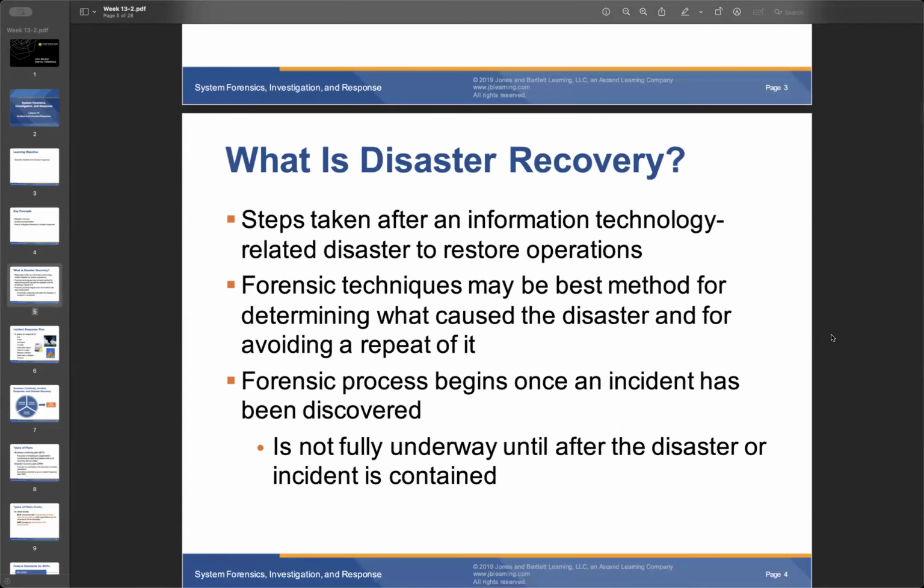When we talk about disaster recovery, what is it? It's mainly the steps taken after an information technology related disaster so that we can restore operations. Maybe in other courses we mentioned this a bit, especially in cybersecurity with risk management. No matter what kind of failure or certain attack, all of this is related to information technology, so we have some follow-up to restore operations. And maybe forensic techniques are the best method for determining what caused the disaster and for avoiding a repeat of it.